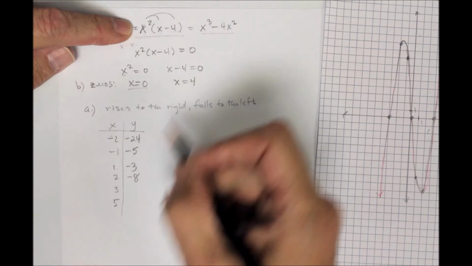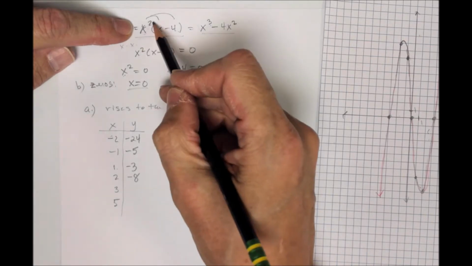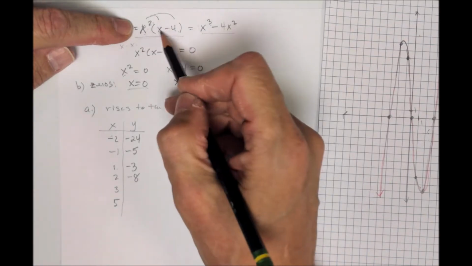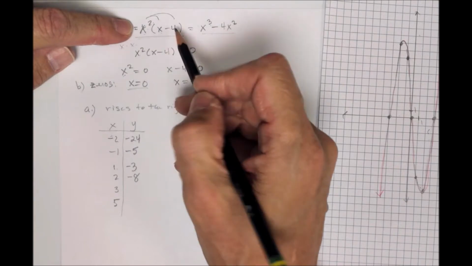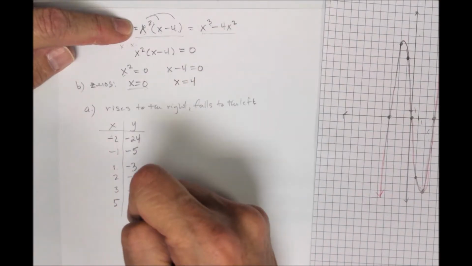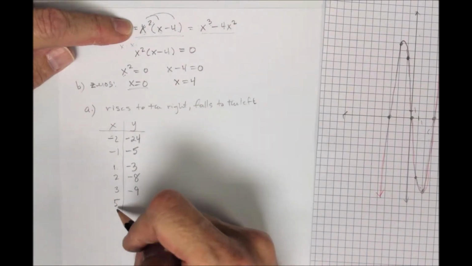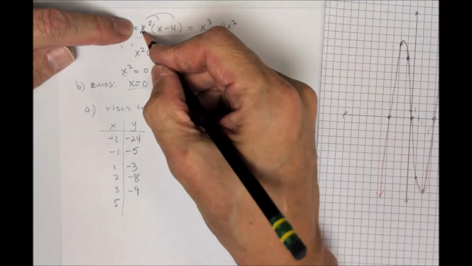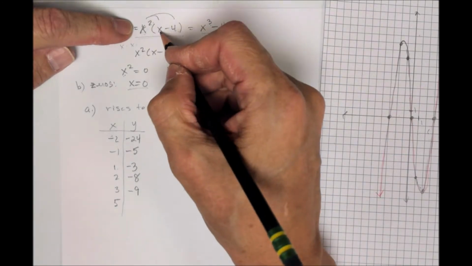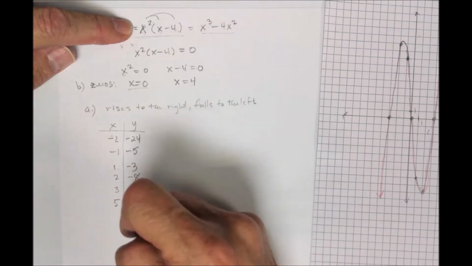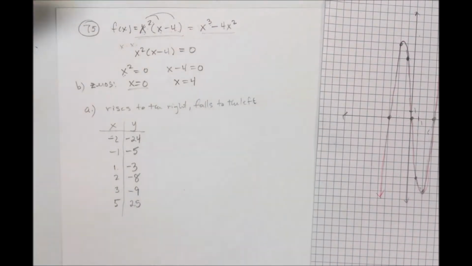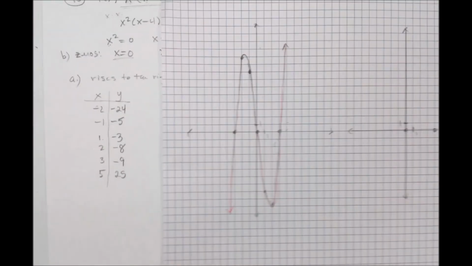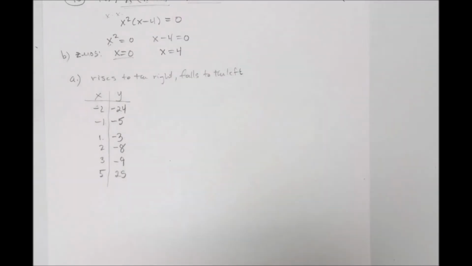Plug 3 in. 3 squared is 9. 3 minus 4 is negative 1. 9 times negative 1 is negative 9. Oh, I'd almost hate to see what this one's going to be. Plug 5 in. 5 squared is 25 times 5 minus 4 is 1. 25 times 1, yeah, this is going to get big. So let's go back to my graph here. Let's see, I may have to fold this piece of paper so you can see this on the screen at the same time as the ordered pairs. Here we go.